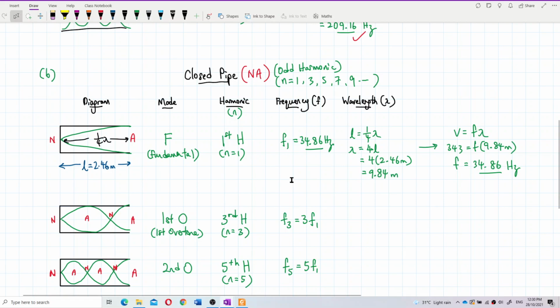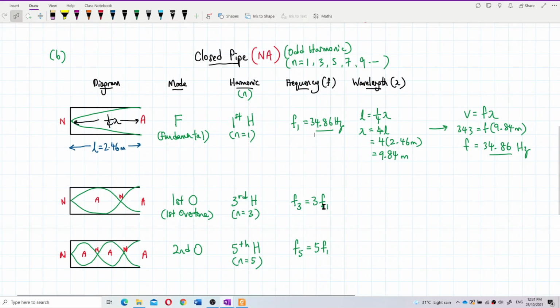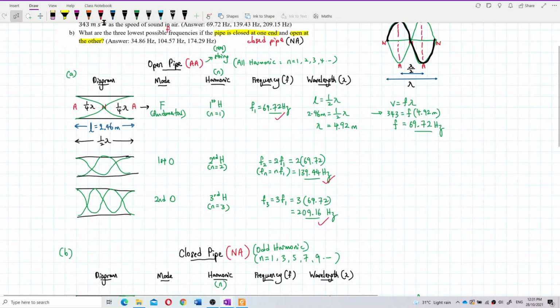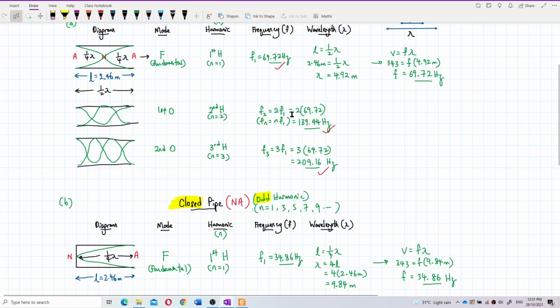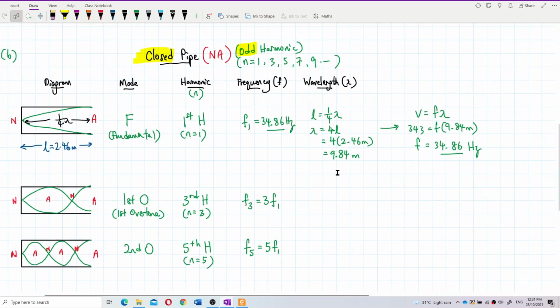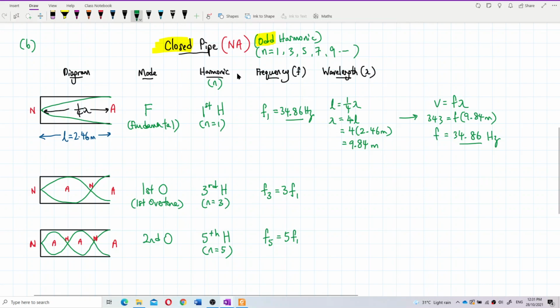Okay, so what's the third harmonic frequency? Three times the first harmonic frequency. This one is odd harmonic. Remember the difference. Open pipe is all harmonic, but closed pipe is a little bit odd. It's like when you confine yourself, close yourself, you become an odd person. So this is 3 times the frequency instead of 2 times.